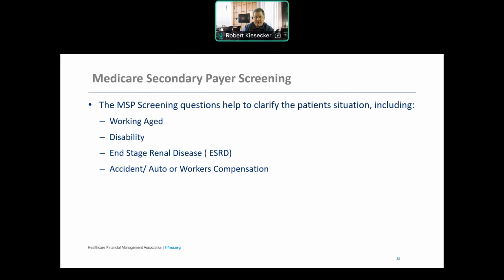The Medicare secondary payer screening. So the MSP screening questions help to clarify the patient's situation, including their working age, their disability. Do they have end-stage renal disease, any accident or auto or workers' compensation? These are literally the criteria that we have to establish on an MSP.